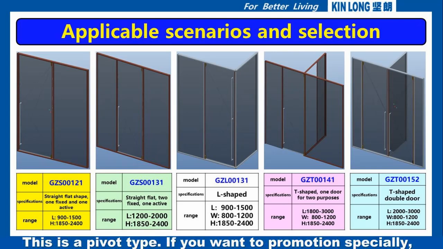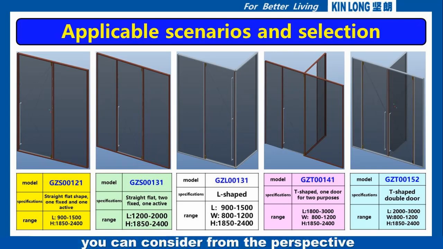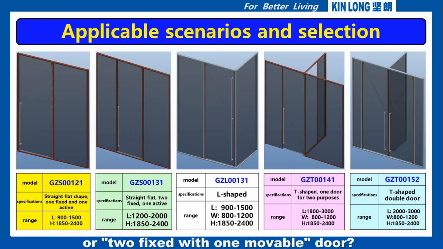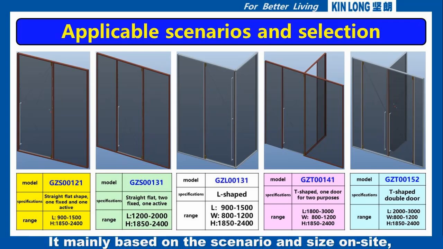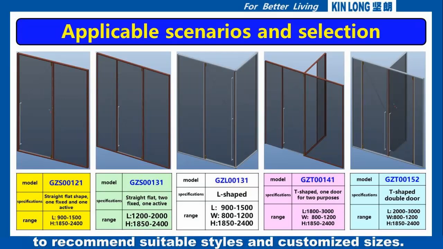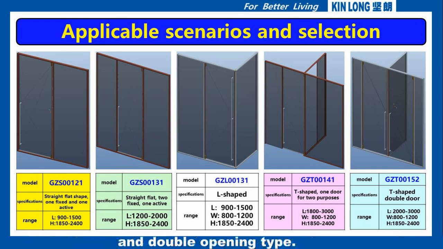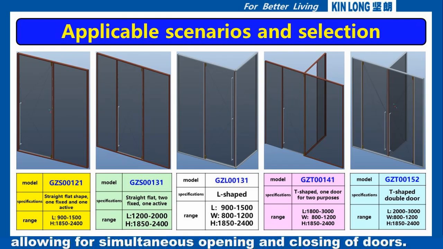If you want to promote specially, you can consider it from the perspective of its customization scope. How to recommend 1 fixed with 1 movable door, or 2 fixed with 1 movable door. It is mainly based on the scenario and size on site to recommend suitable styles and customized sizes. The T-type is divided into 1 door for 2 purposes and double opening type. 1 door for 2 purposes means that the door can be closed on this side or the other, so it is called 1 door for 2 purposes. Double opening type means 2 door openings with 1 door each, allowing simultaneous opening and closing of doors.